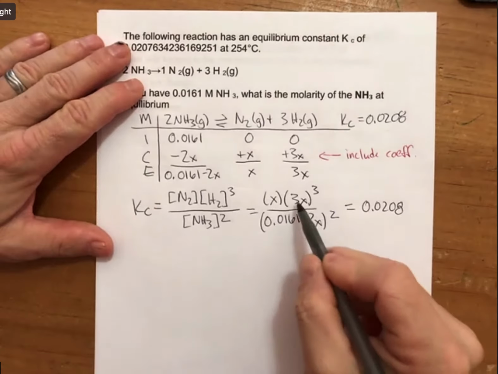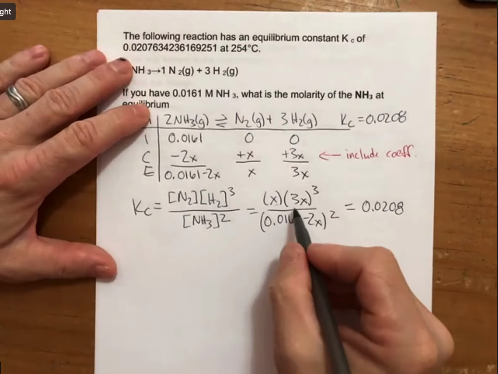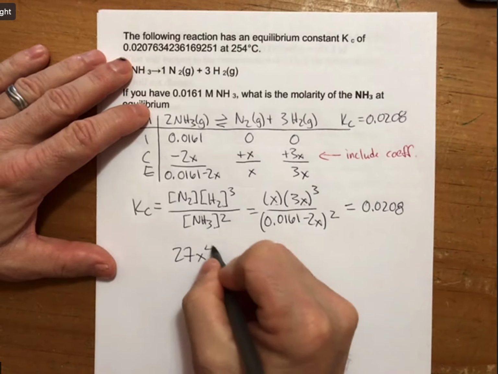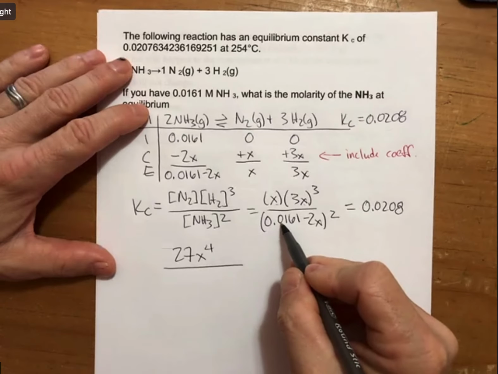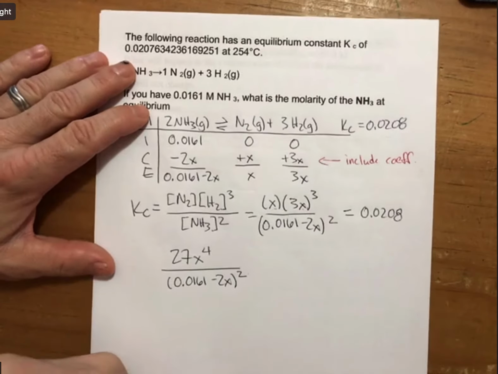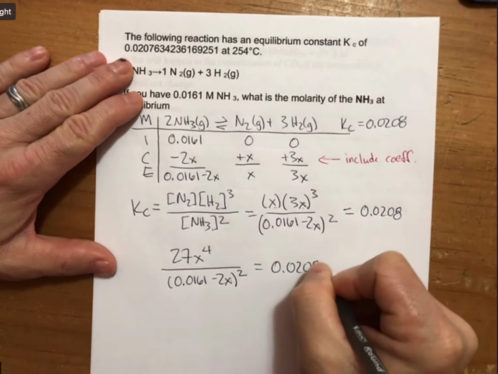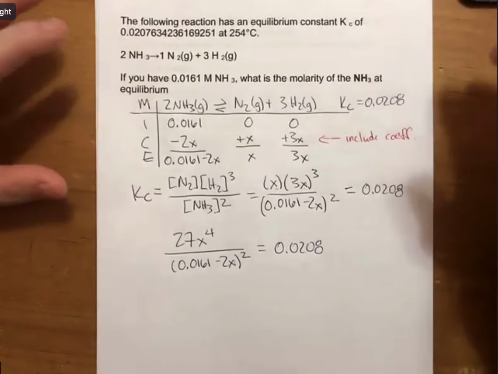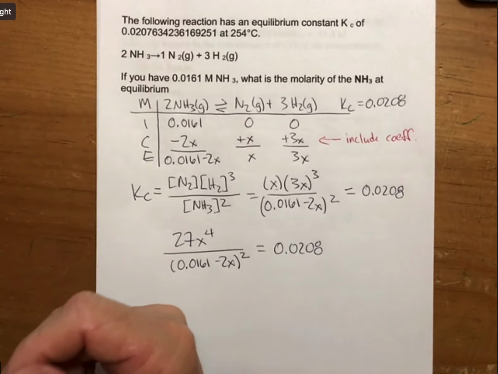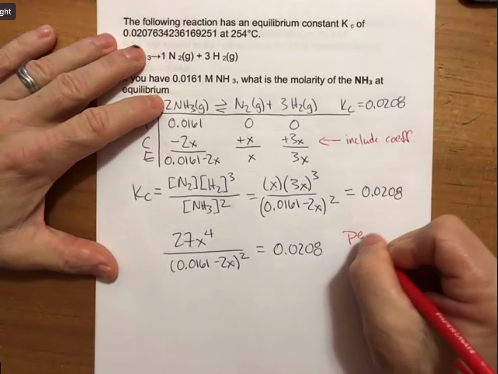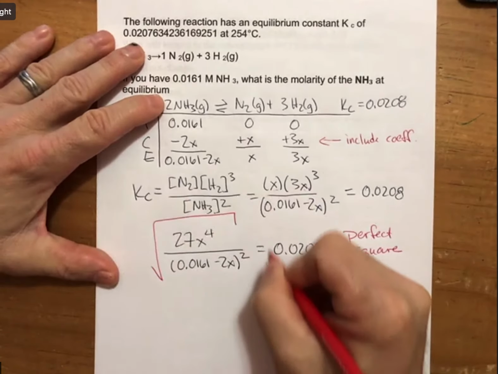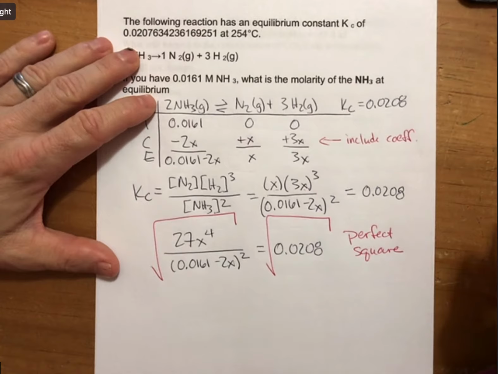Let me go ahead and put these terms together up top before I try and work with it. This is going to be 3 cubed, which is 27, times x cubed times x, which is x to the 4th, over 0.0161 minus 2x, the denominator squared, and it equals 0.0208. Now, perhaps you know how to solve a 4th order equation, but I do not. It turns out that this problem is what's called a perfect square, which means that you can take the square root of both sides and get back to something with a quadratic.